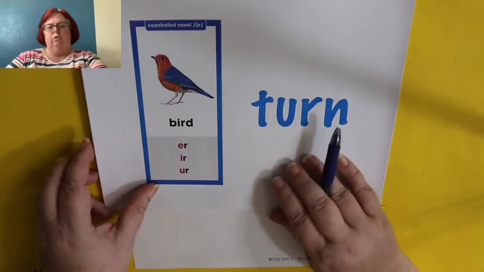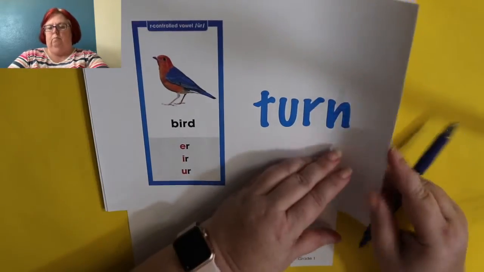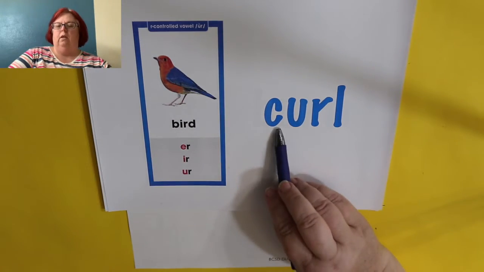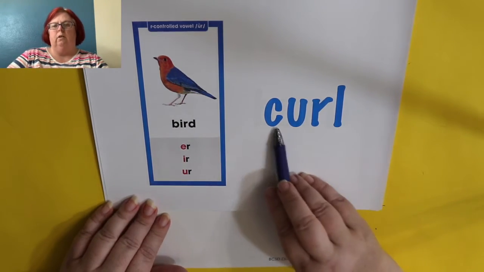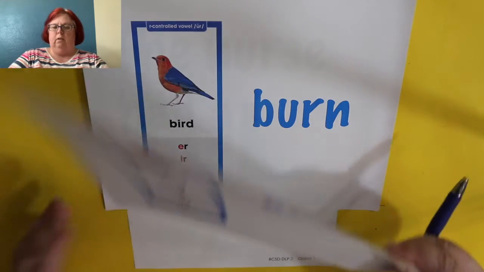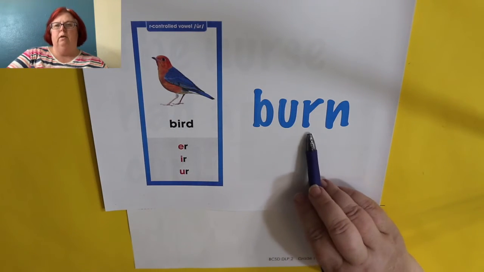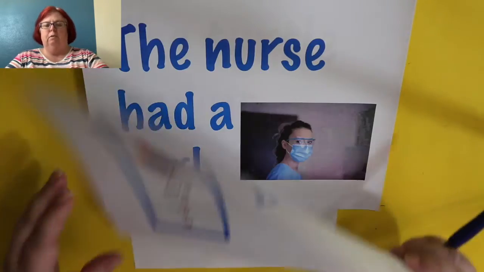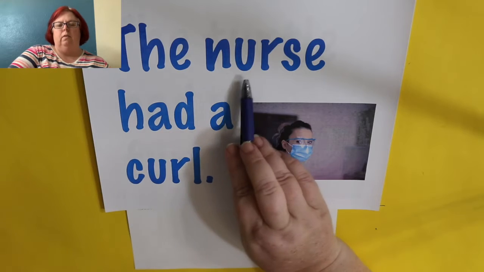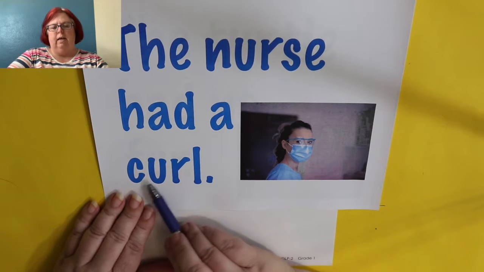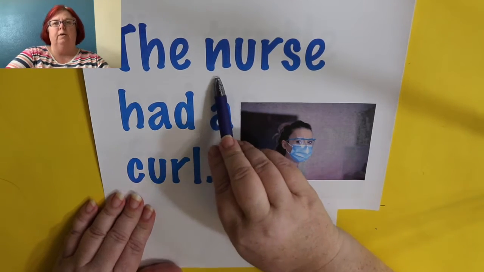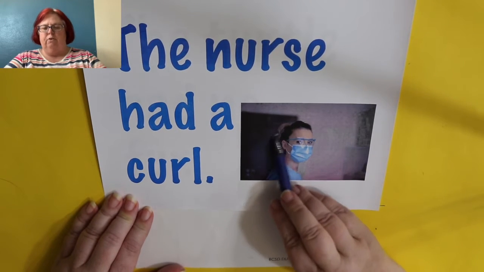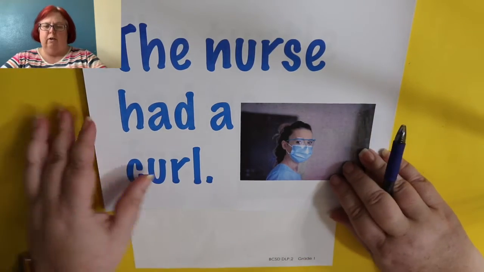Earn, turn. Curl. Burn. Now let's look at the sentences that we read yesterday. The nurse had a curl. This word was nurse and curl. There's our nurse. She has a little curl in her hair.